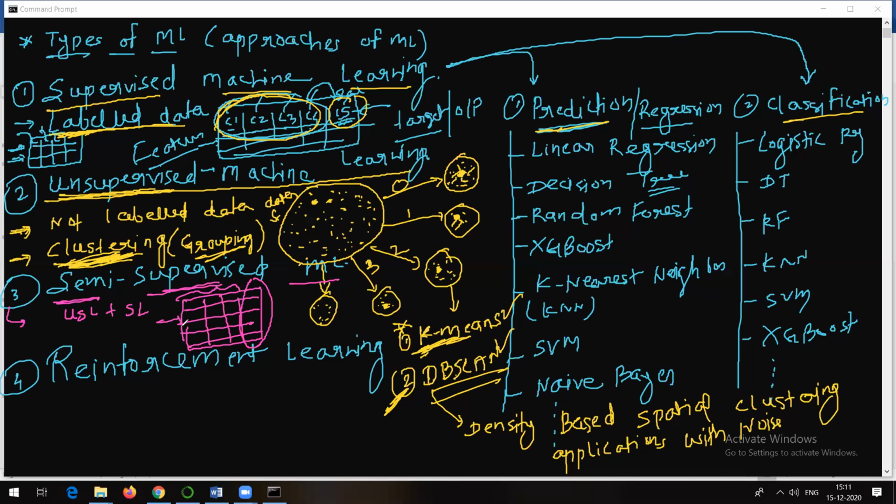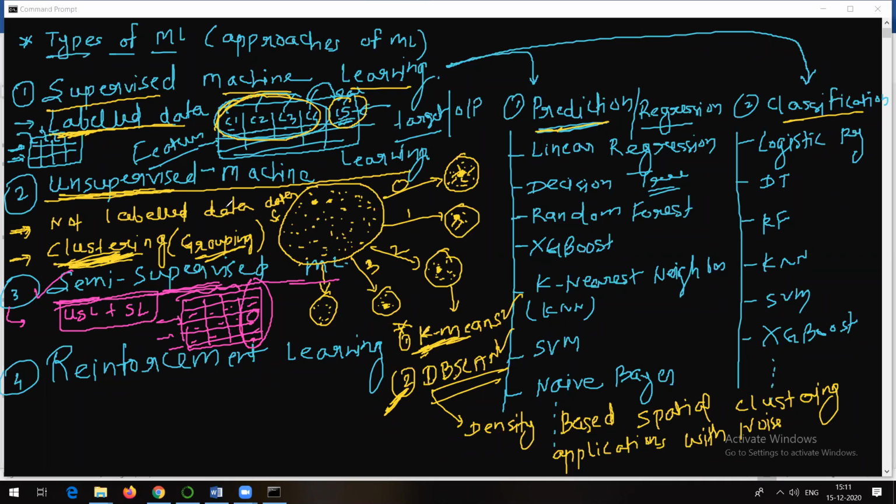Suppose for the first record, input is given, and output is also given. For the second record, input is given, but output is not given. For the third record, again input is given, output is given. For the fourth record, input is given, but output is not given. So for some records, you are not aware of the output, but for some records, you are aware of the output. That is nothing but the semi-supervised machine learning approach. That's why I have written it like this. Unsupervised learning plus supervised learning is nothing but semi-supervised learning. I hope everyone is clear about that.